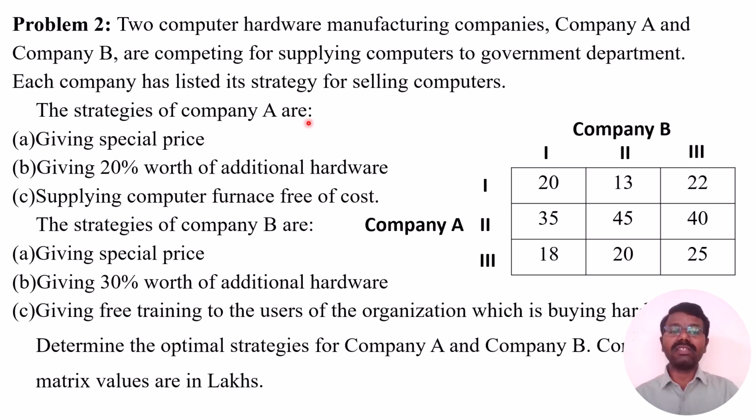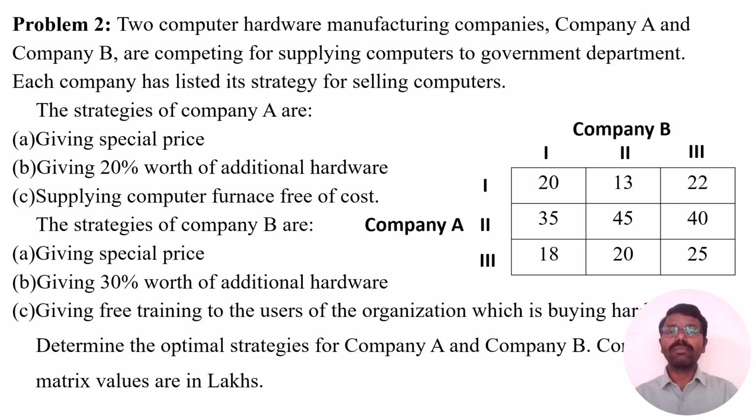Out of these three strategies, if they follow the second strategy, that is giving 20% worth of additional hardware, that will increase their sales, and that will increase their profit. That increase in profit is 35 lakhs per year.